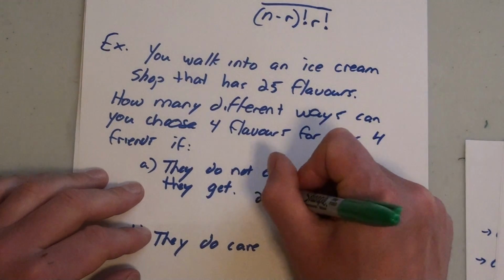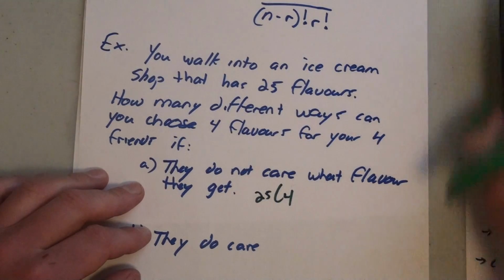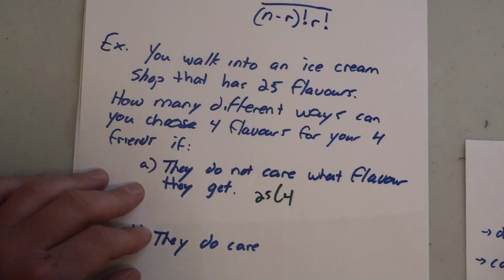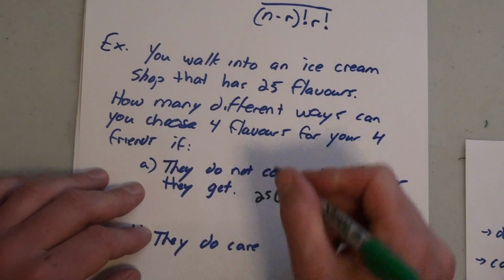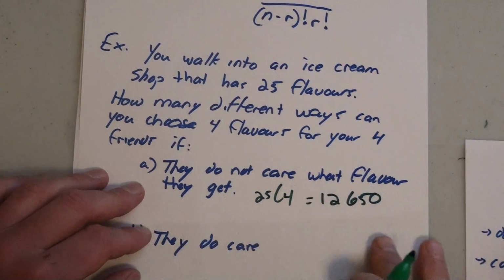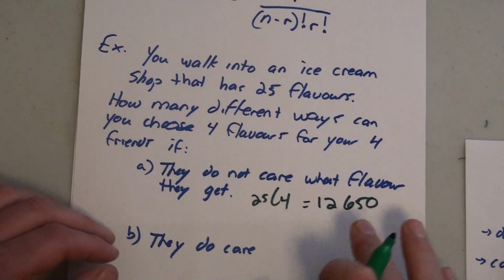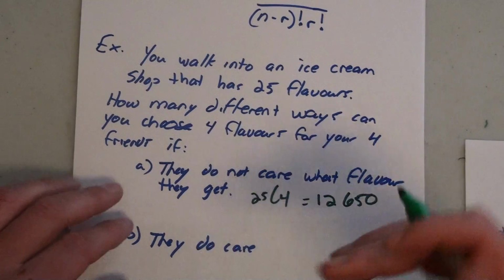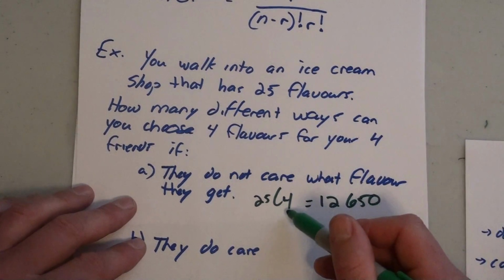Maybe 25 choose 4, which you can put into your calculator. 25 choose 4, equals 12,650 different ways that this can all get sorted out. Different groups of 4 you can make out of the 25. You're not using all 25 flavors, you're only using 4 of them.